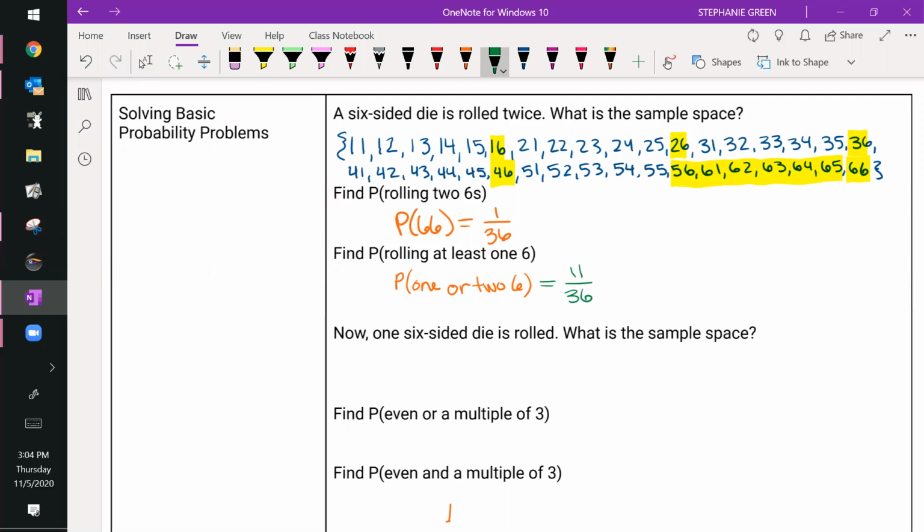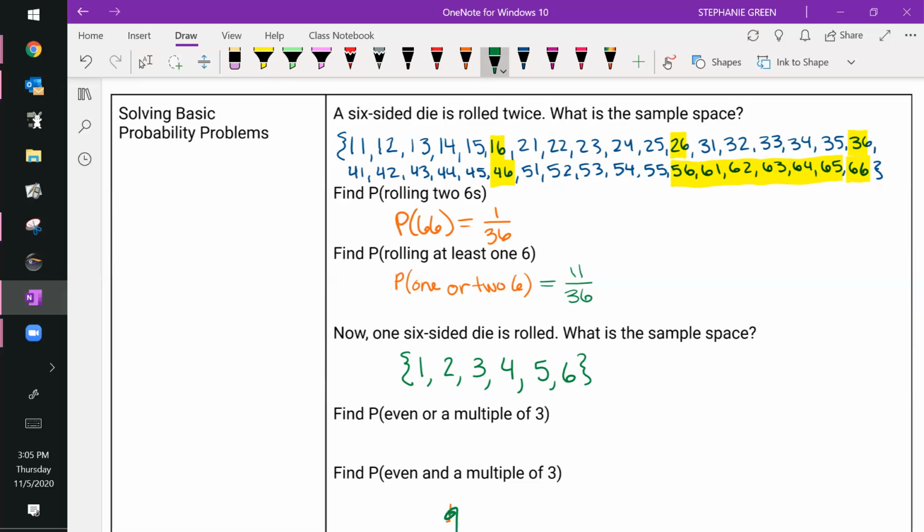Now it says 1 6-sided die is rolled. What is the sample space? Now that we're only rolling 1 die instead of 2, our sample space is going to look much different. I could roll a 1, a 2, a 3, a 4, a 5, or a 6. That's it. Those are all of my possible outcomes if I'm only rolling 1 die 1 time.